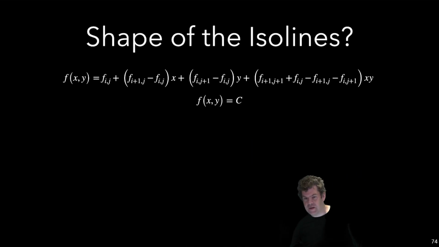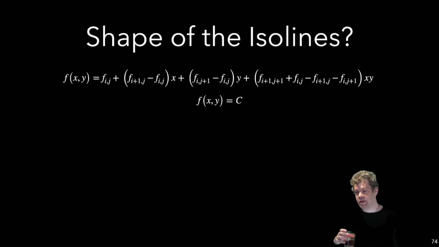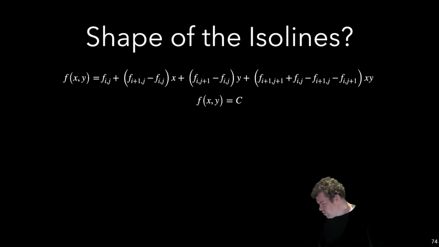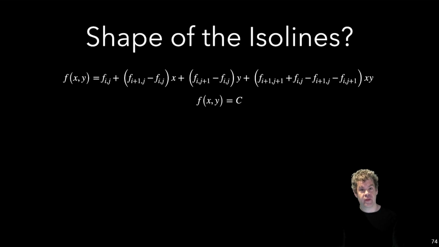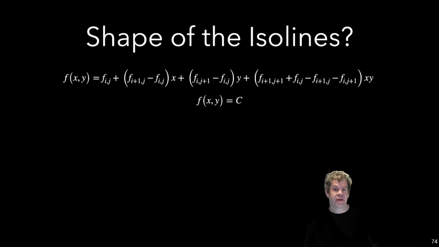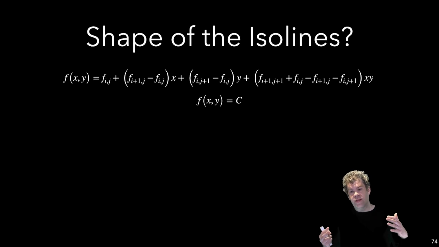Of course, inside a bilinear patch, right? I mean, it's obviously different from patch type to patch type. We know that it's a line inside a triangle, by the way, but you can derive that idea yourself from previous results that I gave you. Nonetheless, let's look at the shape of isolines inside a bilinearly interpolated patch.